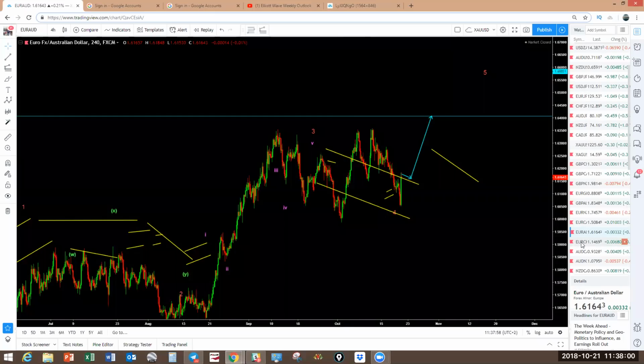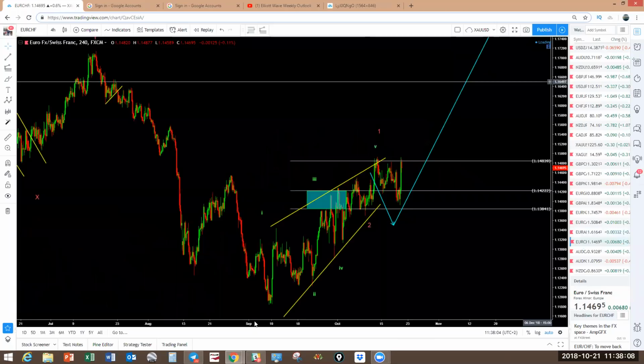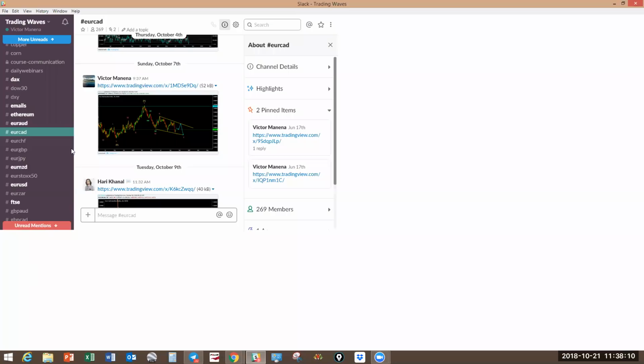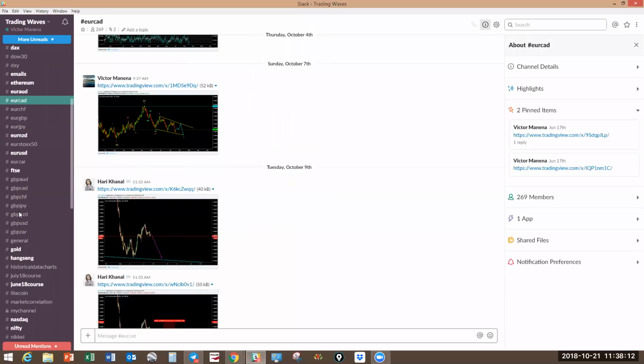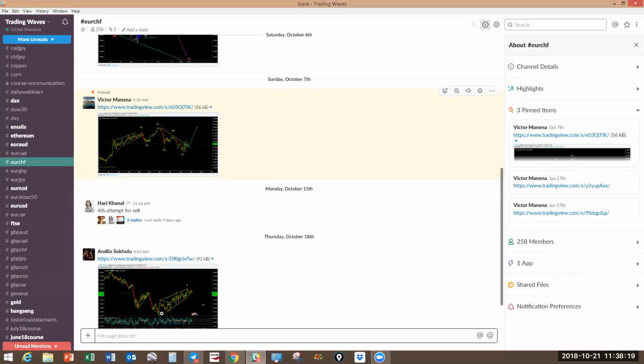EURCAD we looked at. EURCHF, very interesting. And this is how amazing wave theory can be. Before we even look at that, let's look at how I actually discussed this setup here last week. And let's look at EURCHF. Okay, EURCHF.